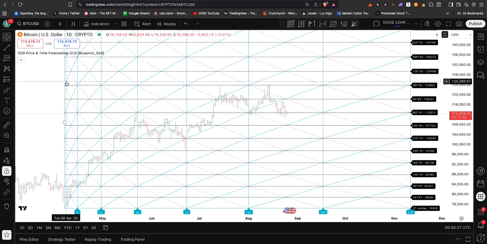This is a square of 9 price and time forecasting grid for Blueprint. I'll have his thing linked down in the description. You can also check him out on Twitter. He does some really good work. I shout out to him.